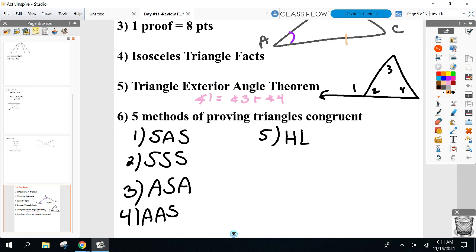Can we talk real quick about HL? What if I'm doing a proof and I recognize the triangles are congruent by HL? What needs to be in my proof? I know it's been a while. That's why we're reviewing. I need to state they are right triangles.